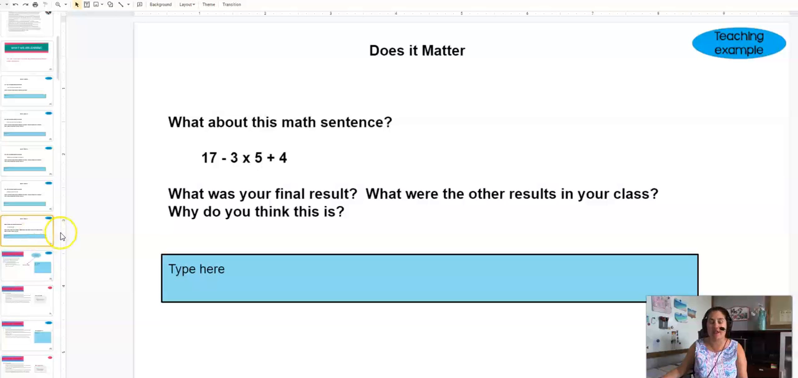Let's look at this one. 17 minus 3 times 5 plus 4. Pause the video in just a second. Think about what was your final result. Compare with other people in your class, if you can, and think about why your results may or may not be different. Pause now.